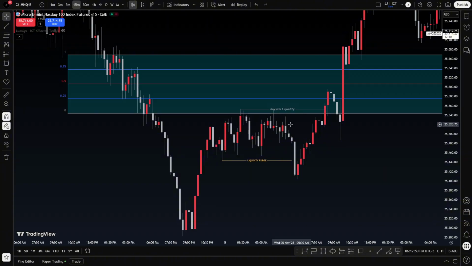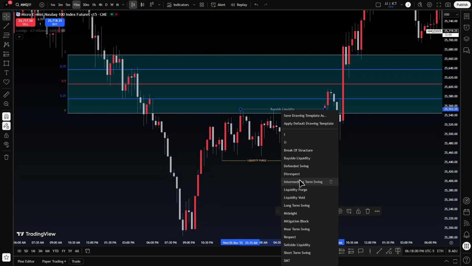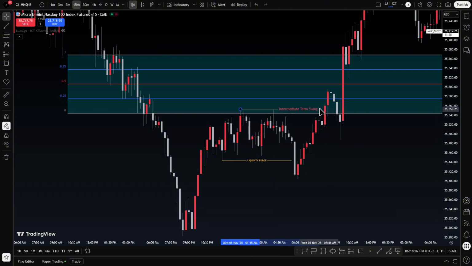Smart money is accumulating shorts at every short-term high. So this is an intermediate term high for right now, but it does manipulate. Price can come up to this intermediate term high. If you want to mark it as that, this is an intermediate term swing. So it does manipulate as it should, because it needs to do that before it wants to rally up here. And it does rally up.